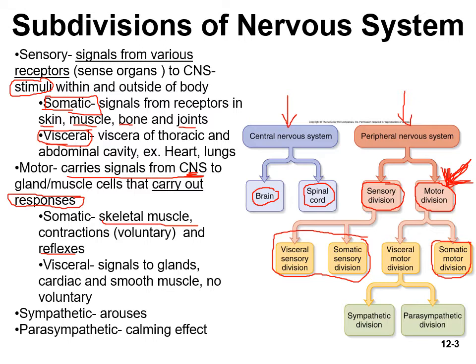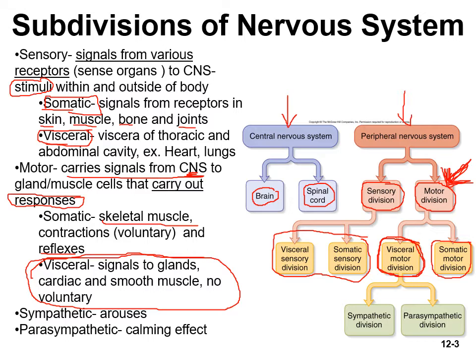If there is a response that's internal, like maybe we are secreting enzymes, maybe we are producing different hormones, maybe we are moving around our cardiac and smooth muscle, well, that is going to be a visceral response, because once again, visceral means internal. So your visceral motor division will take a look at all the responses, all the effects that are required for your internal glands, your internal cardiac and smooth muscle, basically everything that falls under the non-voluntary response.